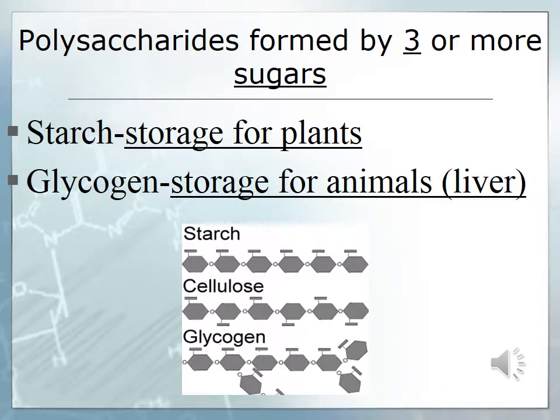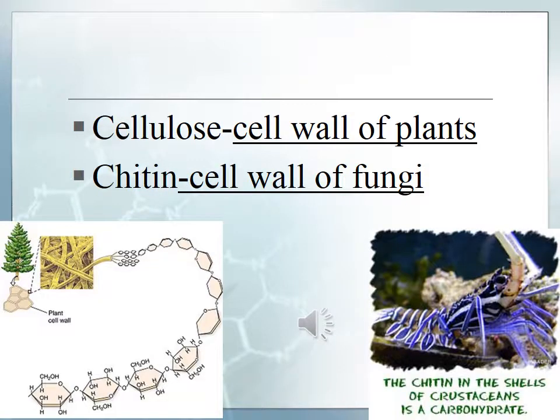A polysaccharide is formed by 3 or more sugars. Starch is storage for plants. Glycogen is storage for animals. Cellulose is in the cell walls of plants. That's where plants store their carbohydrates.